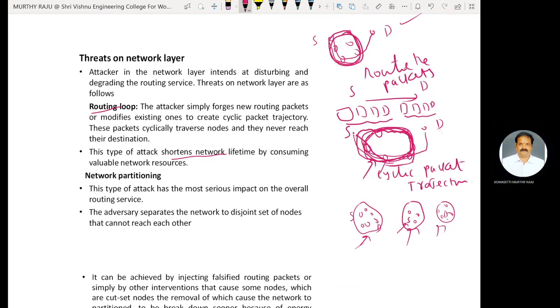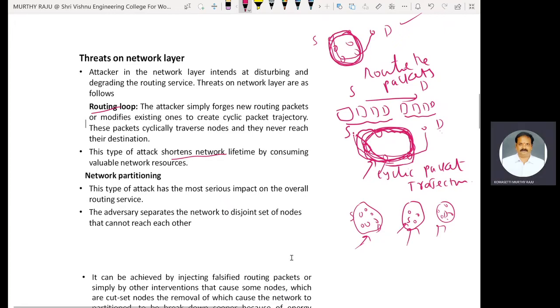Network partitioning. The original network is divided. Suppose that the network has a source node and a destination node. Due to that partitioning, the source node is in one network and the destination node is in another network. There is no path to the destination node. Therefore, finally, that information does not reach the destination node.